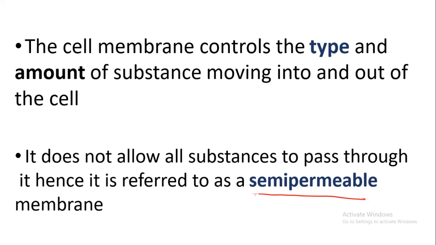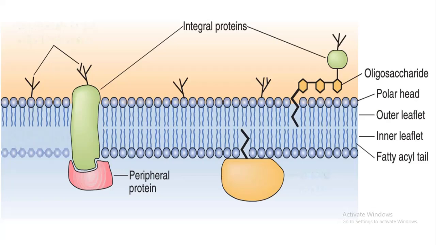All those special features are making sure that the cell membrane is what? Semi-permeable. If you look at this diagram, it has some important features such as the integral protein. You can also talk about the polar head of the phospholipids, and also the inside, which is nonpolar. These are just hydrocarbons which are controlling the entry and exit of certain molecules.